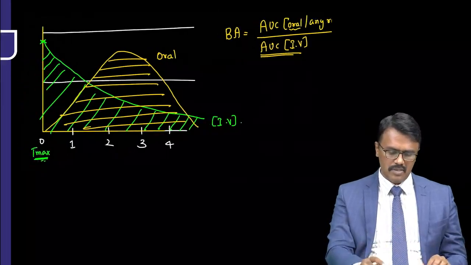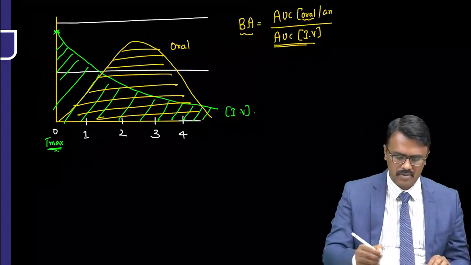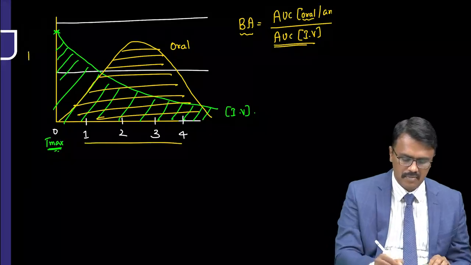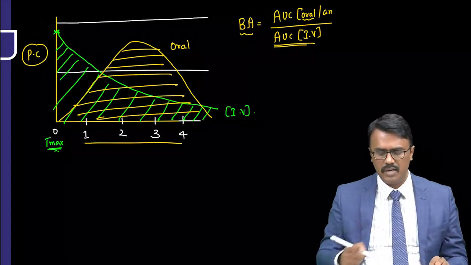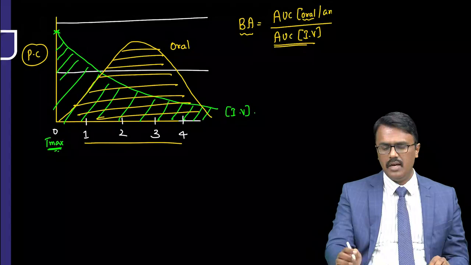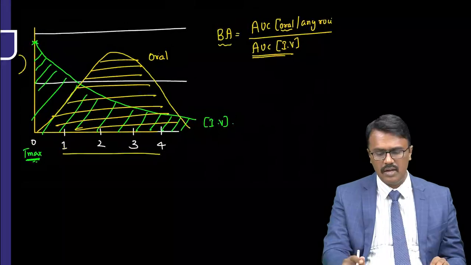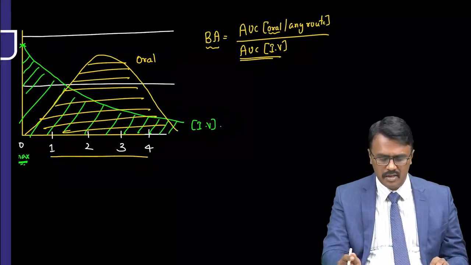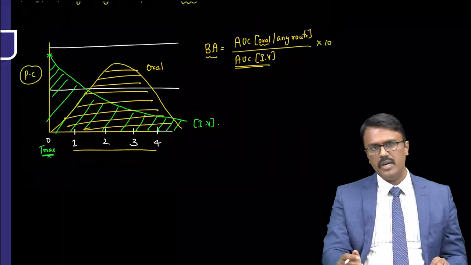So what we understood from this is how to calculate bioavailability. This is the time and this is the plasma concentration of the drug, and the green color is the area under curve for the IV route and the bell-shaped one is for the oral route, and you can calculate bioavailability with this. So area under curve oral or any route divided by area under curve IV into 100%. Okay, so we understood this.